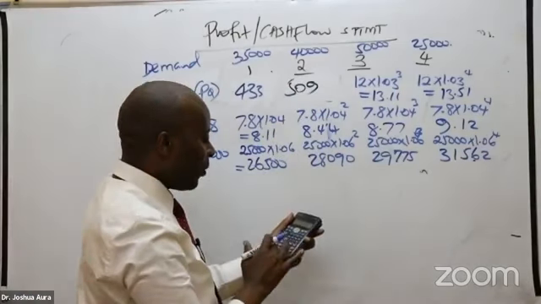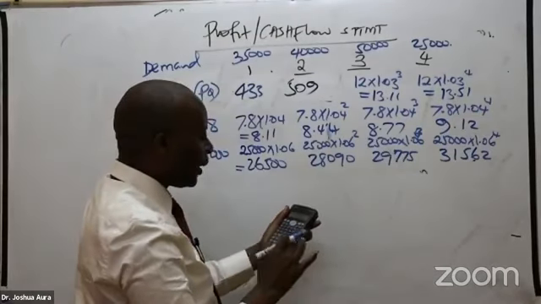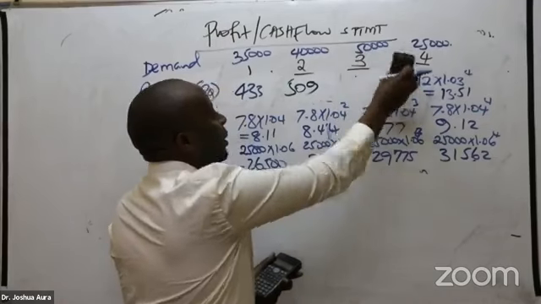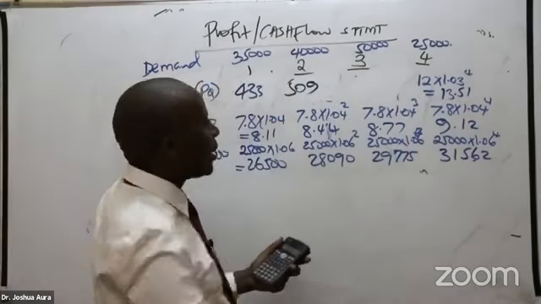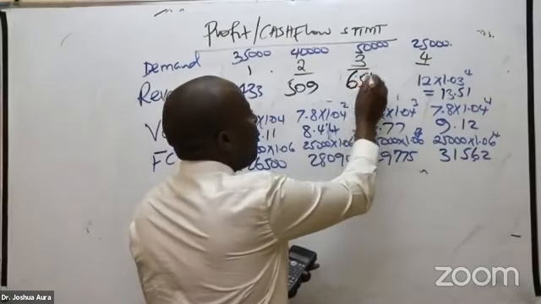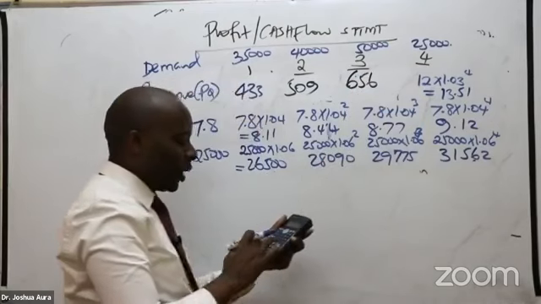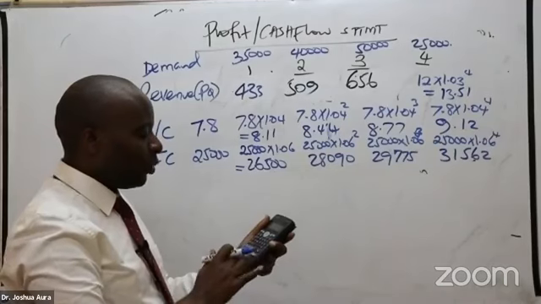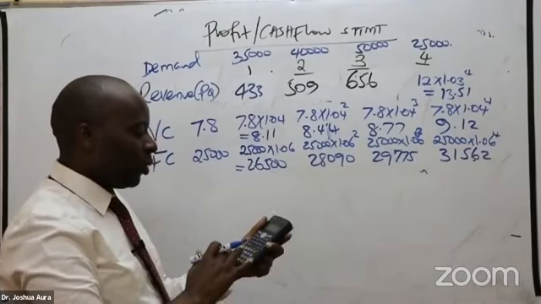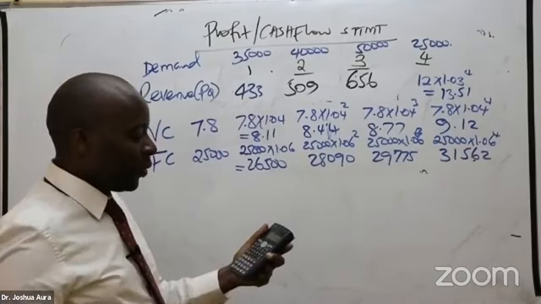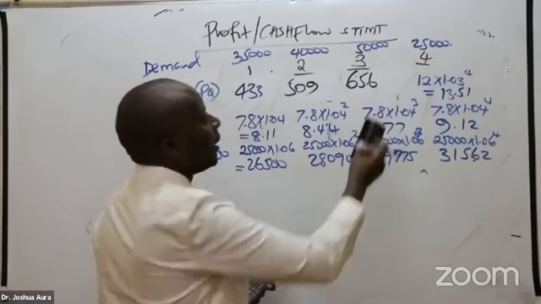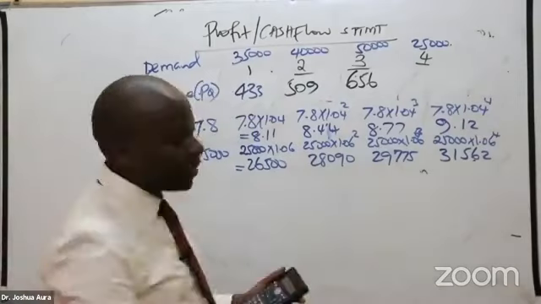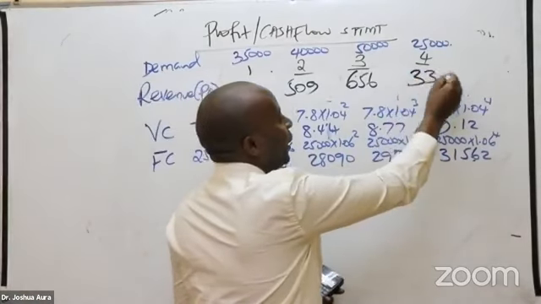I'll go to the next one, which is 50,000 times 13.11, divided by 1,000. So this is giving us 656. You go to the fourth one, 25,000 times 13.51, divided by 1,000, which will end up giving us 338.